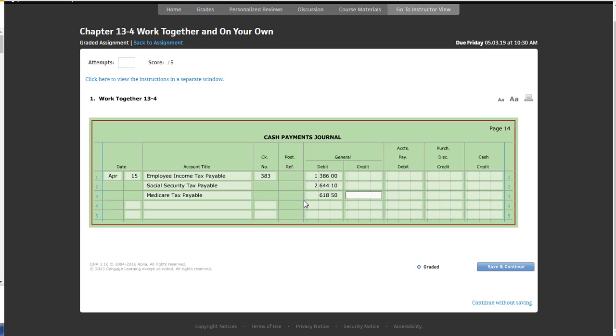Now, I'm not done. I have 3 debits. I have no credit. That does not make happy accounting land. So add up your debits to get your credit. This part should be easy, yes.